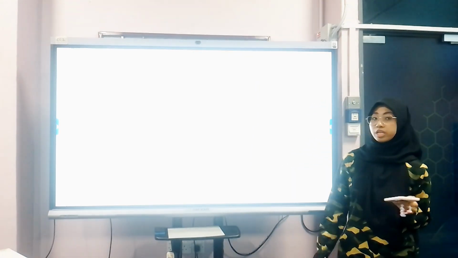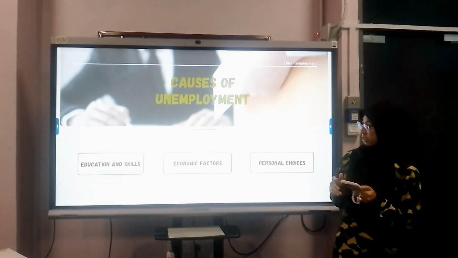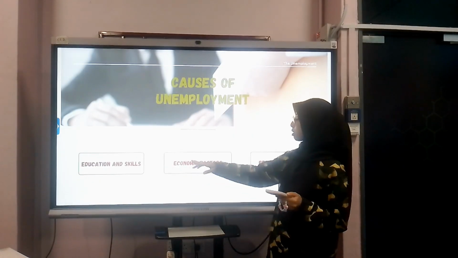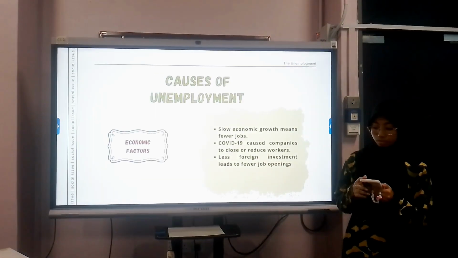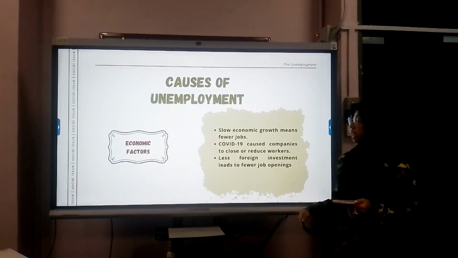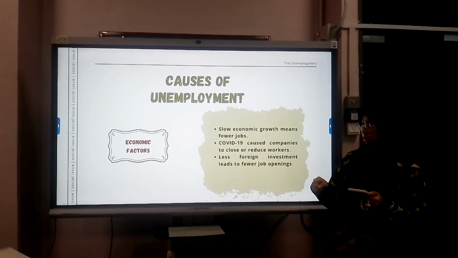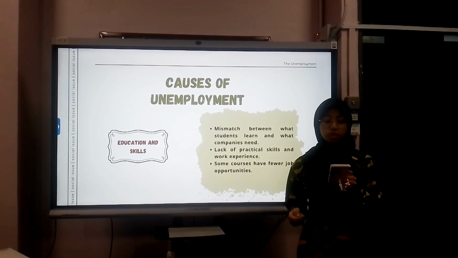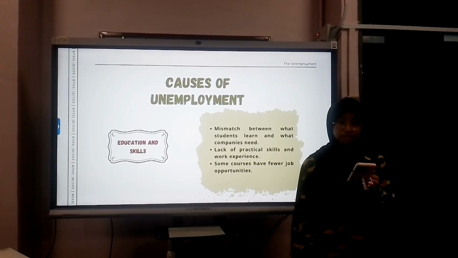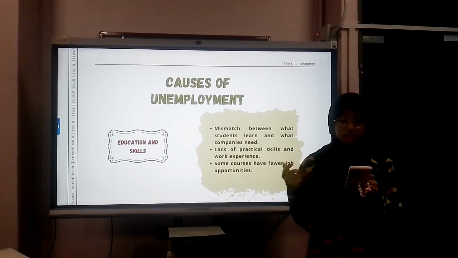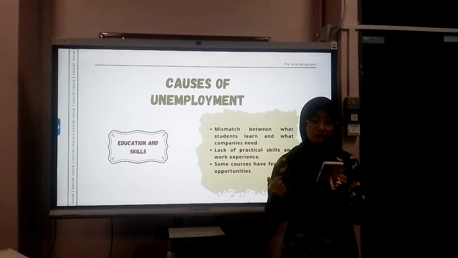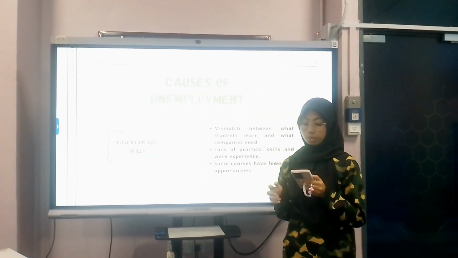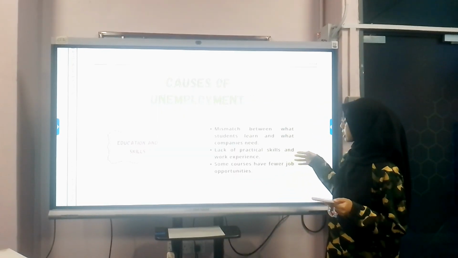But what causes unemployment in the first place? Let's look at the reasons. There are three main causes of unemployment: first, education and skills; second, economic factors; and third, personal choice. For education and skills, sometimes what students learn in school or university doesn't match what employers need. For example, a graduate with a degree in art may find it hard to get a job if there are fewer positions in that field. Many students also lack practical skills and work experience.